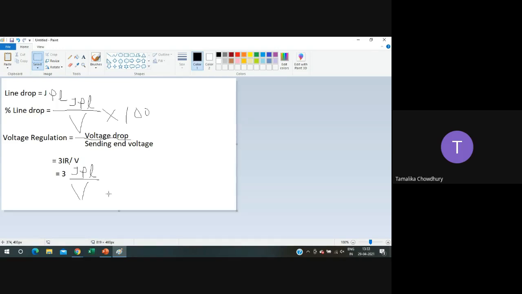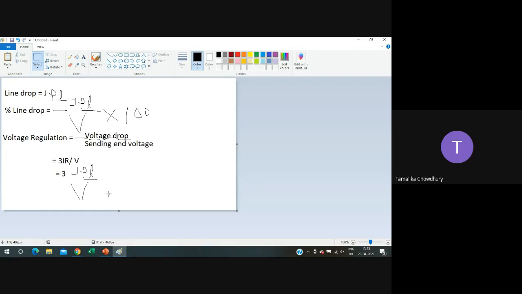That means, as J, rho and L are constants, the voltage regulation or regulation of the line is improved when the voltage increases. With increasing voltage, obviously the voltage regulation value will be less. Regulation less means obviously the drop will be less. That is a good thing, because the sending end voltage will be nearer to the receiving end voltage. What we want is that both voltages are the same. So voltage regulation, meaning the difference between sending end and receiving end voltage, decreases when V is increased.